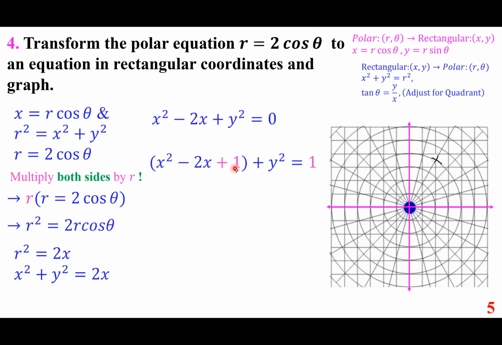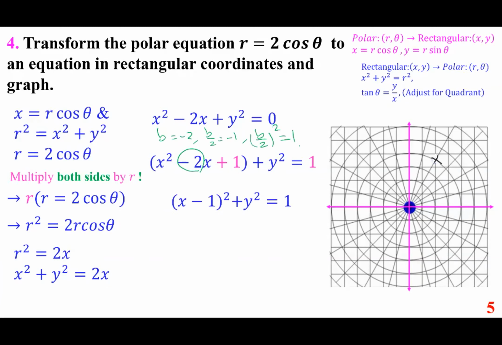We need to add 1 because we want to complete the square. B is negative 2. If you divide it by 2, you get negative 1. And if you square that, you get positive 1. So you're going to add positive 1 to both sides. Left side becomes x minus 1 quantity squared plus y squared, and the right side is 1.